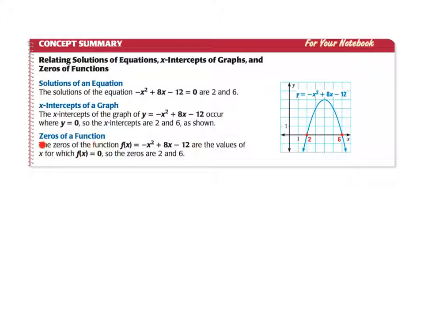If you were asked for the zeros of the function, you would just put 0 in for f of x, which means just y. And once again, once you graph it or you factor it, depending on how you do it, it's still going to give you 2 and 6. So if you're asked for solutions to an equation, the x-intercepts of a graph, or the zeros of the function, you're really just finding the same answer in all three cases, just asked in a little bit different variety.